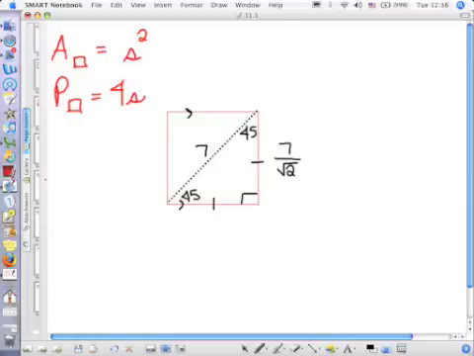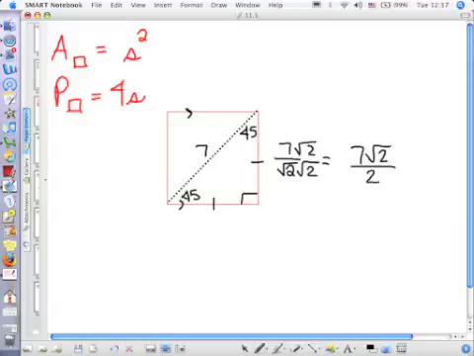Now, can you have a square root in a denominator? No. How do you fix it? Multiply both of them by the square root of 2, and cancel that. The square root of 2 gives you 7 square root of 2 over 2. Or 49. You could do that too.